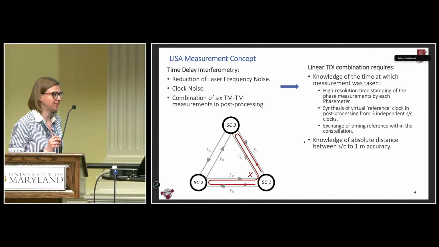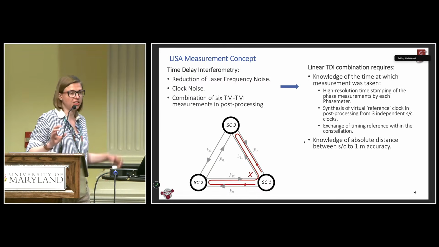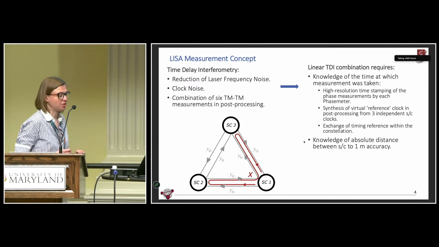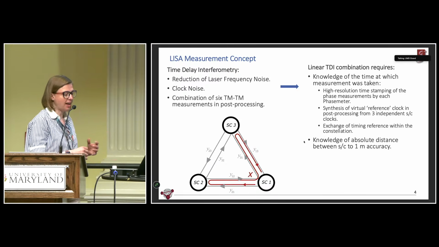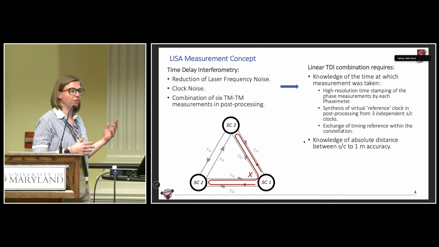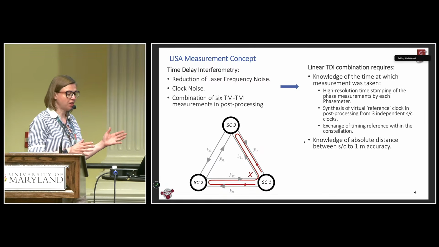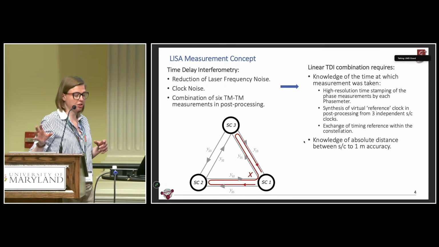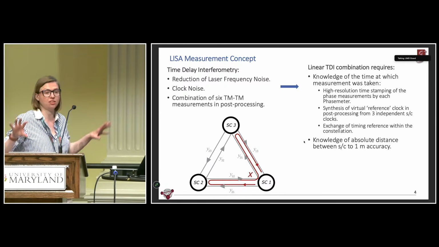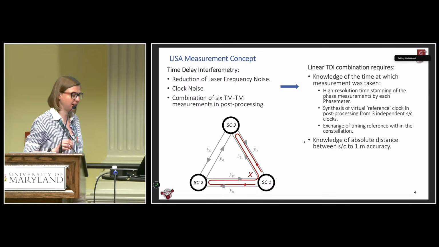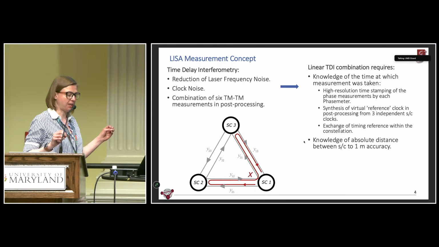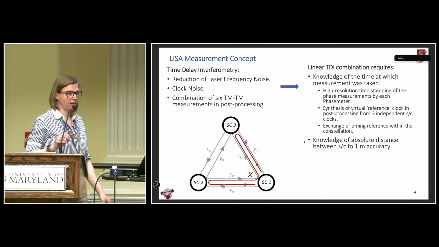And here is a little bit of a problem because each of our spacecraft runs on a separate independent clock. So we not only have to have a high resolution timestamping of each phase measurement, but we also have to have a knowledge of what the clock biases and jitters actually are in each spacecraft. And for that, we have to exchange information about our clock through the constellation. We also have to know the absolute distance between spacecraft down to 1 meter.